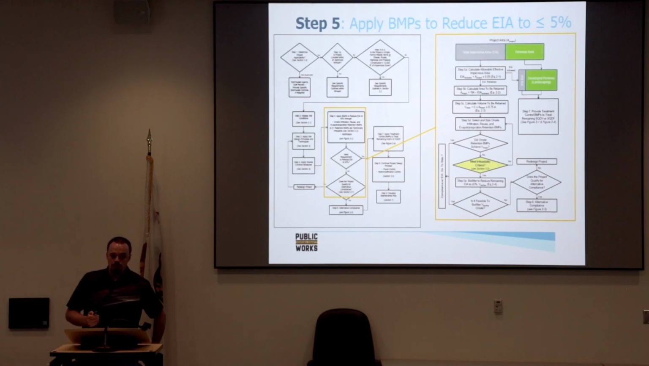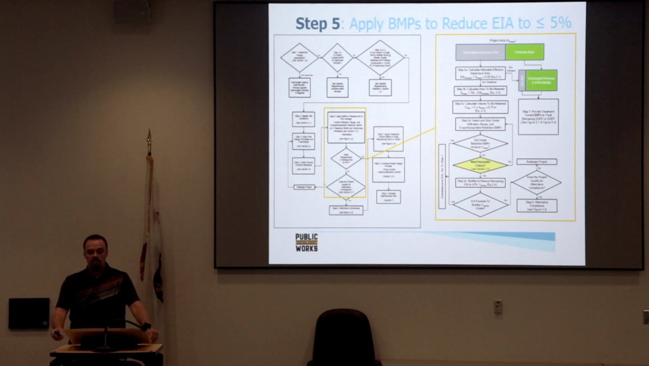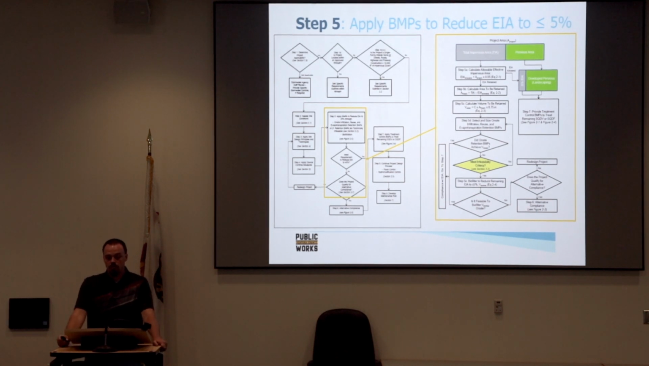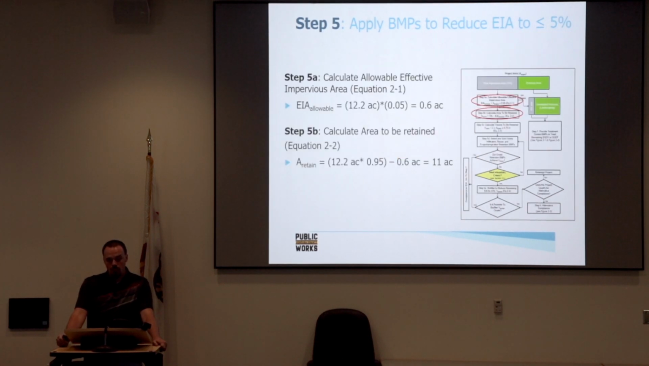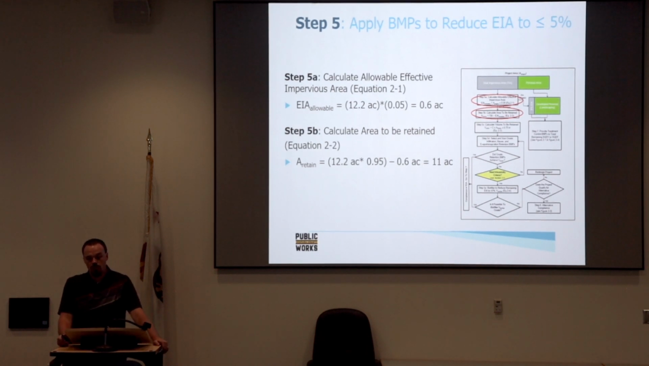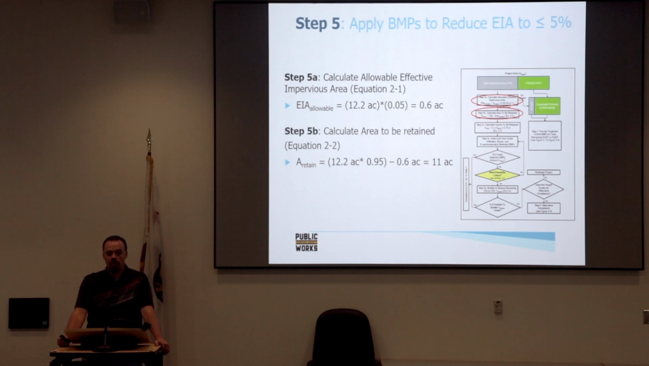So step 5, as I mentioned, is applying BMPs to reduce EIA to less than 5%. This is the guts of the whole design section, so it has its own flow chart. Within that flow chart, the first step is to calculate the allowable effective impervious area. For this project, we have 12.2 acres we're disturbing as the project area, and 5% of that we don't have to retain on site. We can just treat it and release. So we have 0.6 acres of that EIA.